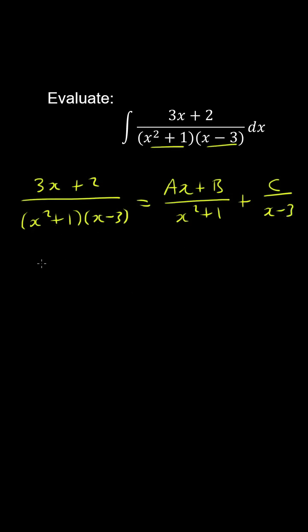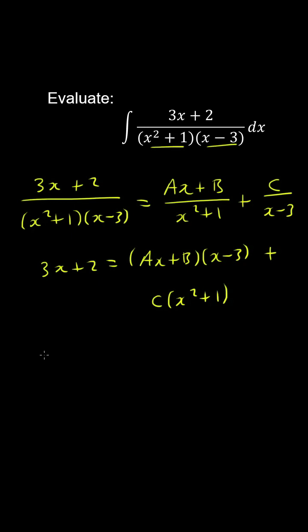And then multiplying through by the denominator, we get 3x plus 2 is equal to Ax plus B, that's multiplied by x minus 3, plus C on x squared plus 1. And now if we set x equal to 3, we eliminate the first term, so what we get is C multiplied by 10 is equal to 11, so C is equal to 11 on 10.